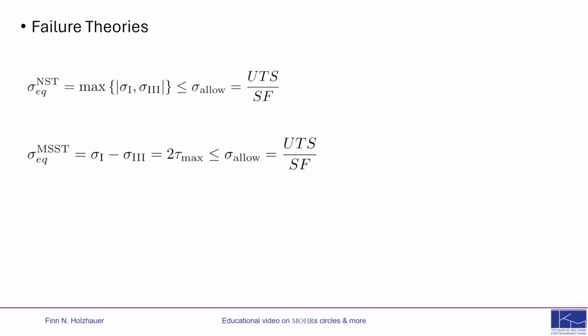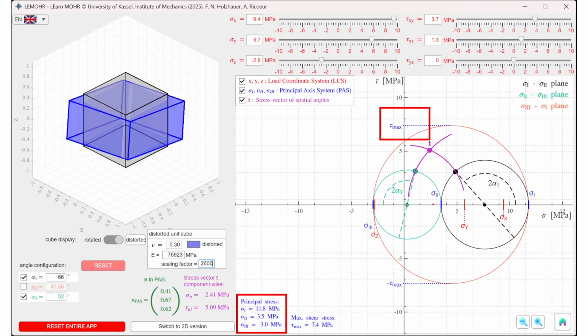According to Tresca, for materials that fail in a ductile manner, the decisive quantity is the maximum shear stress, more precisely twice the maximum shear stress. This shear stress always lies on the Mohr circle of the 3-1 plane at an angle of 45 degrees relative to the principal axis system, in other words relative to sigma 1 and sigma 3. This is the maximum shear stress theory.